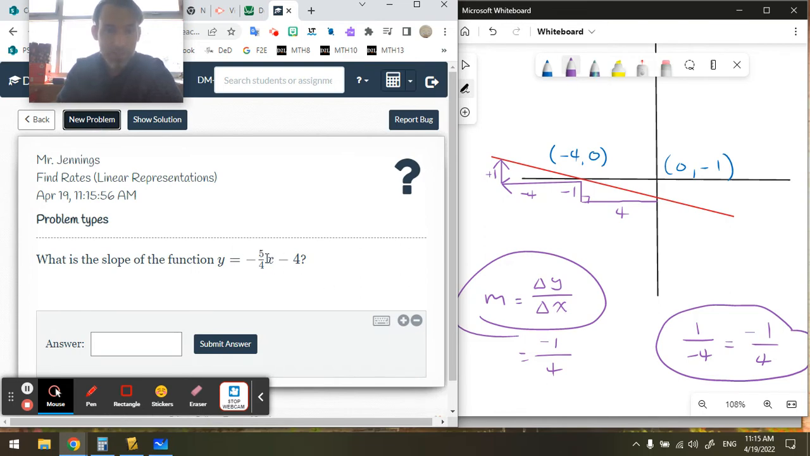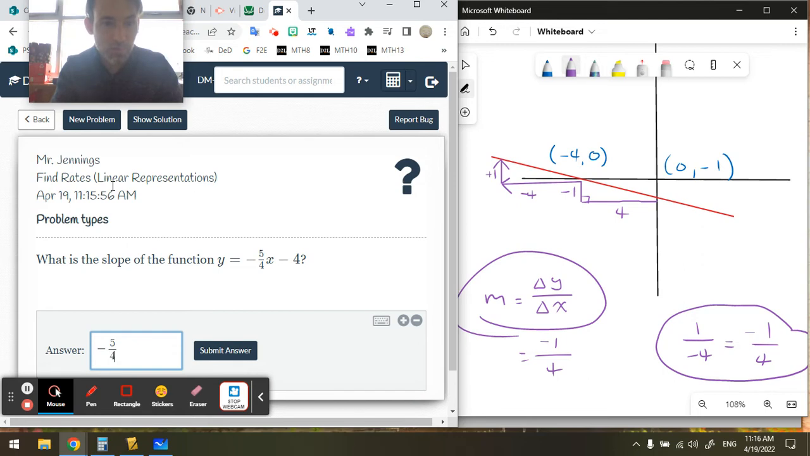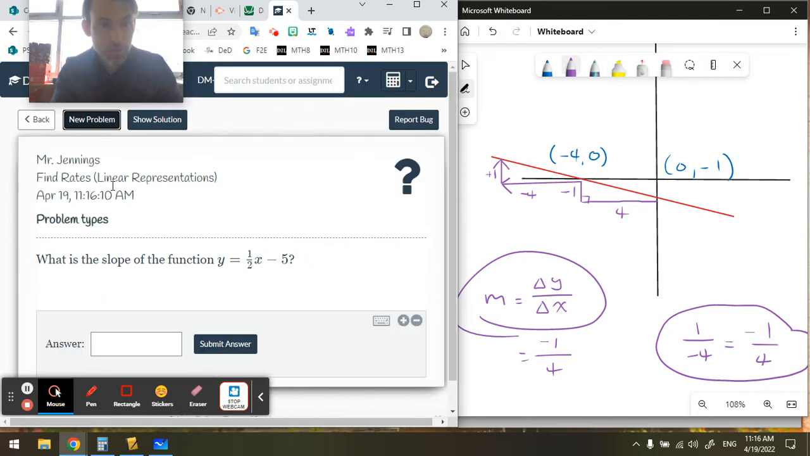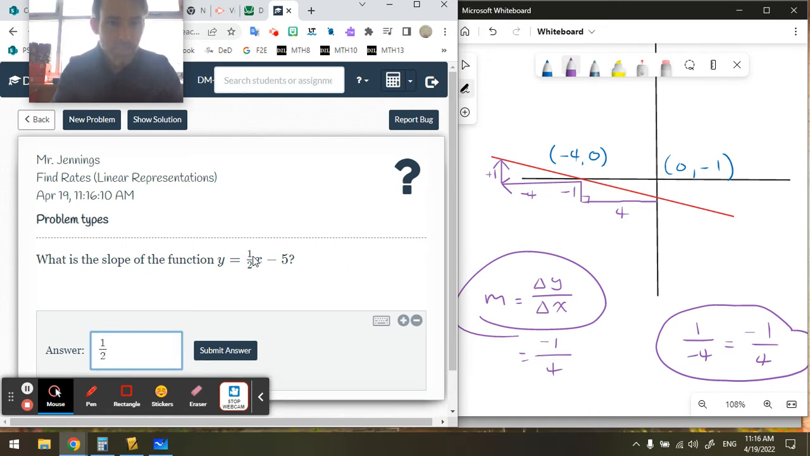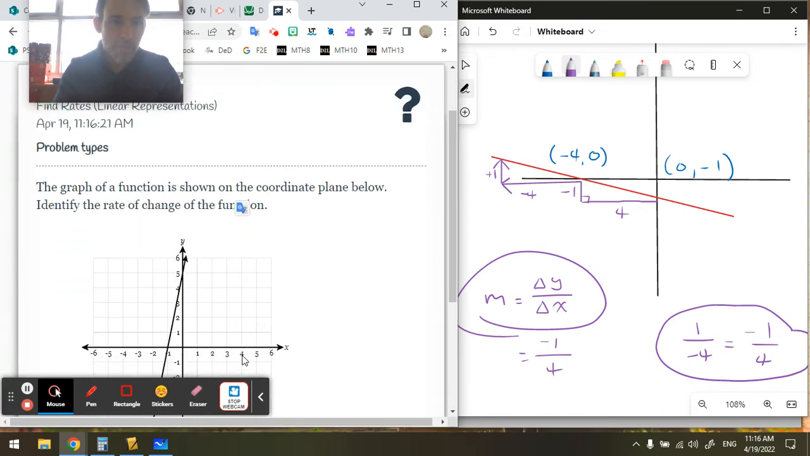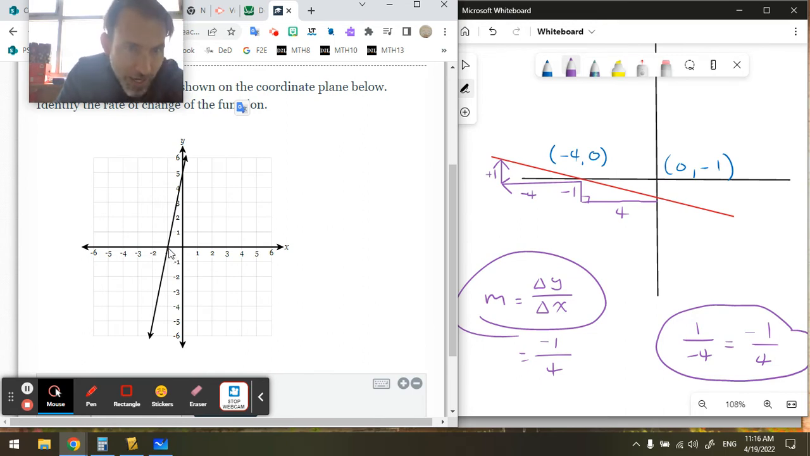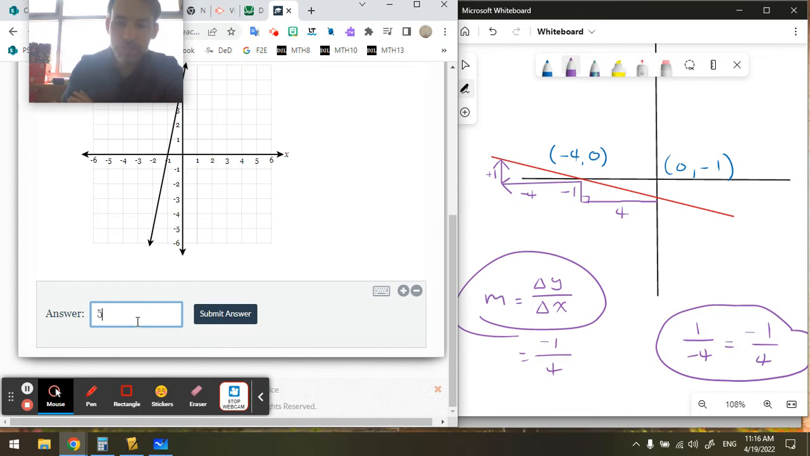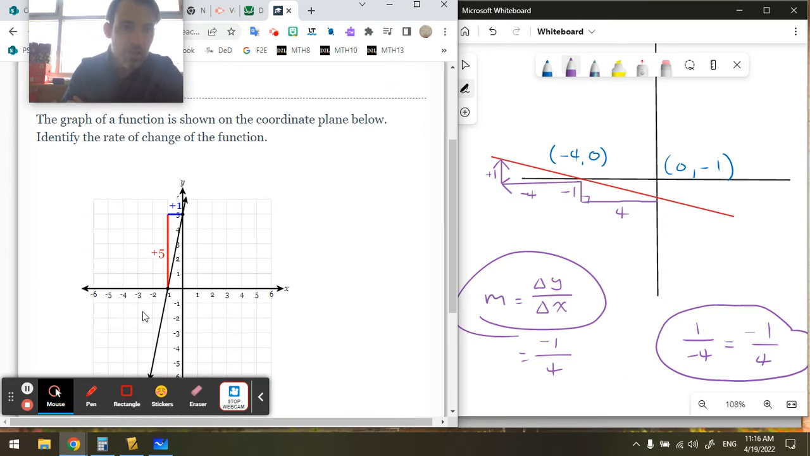Now here, this one is easy because it's already there. I just read off m. That's the slope or the rate of change. Slope and rate of change are synonyms. Minus 5 over 4. Hooray, that was easy. Let's do another one. Oh, 1/2. That was easy. Just read this number. Okay, cool. Let's do more. Okay, well, this one, we go from negative 1, 0 to 0, 5. So it grew by 1 in the x and 5 in the y. So that would be 5 over 1. It's just 5. Plus 5 in the y, plus 1 in the x, so 5 over 1 is 5.